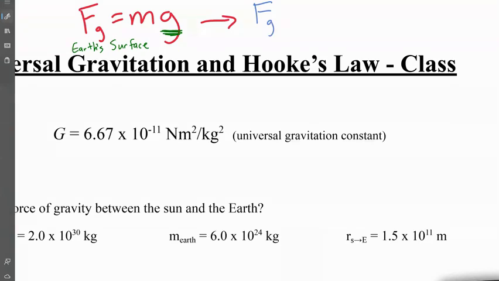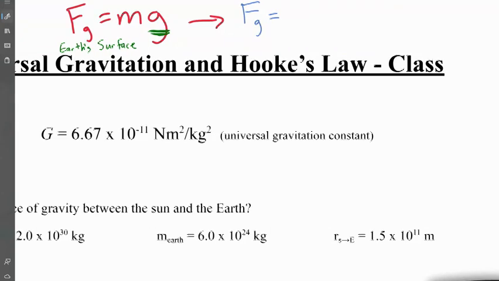If we instead want to find the force of gravity acting between any two objects, no matter how far apart they are, no matter what size they are, that gives us an equation: capital G times m1 times m2 over r squared. Now, this capital G is a constant. You can see it down here. It is 6.67 times 10 to the minus 11th, and it's got weird units on it, newton meter squared per kilogram squared.